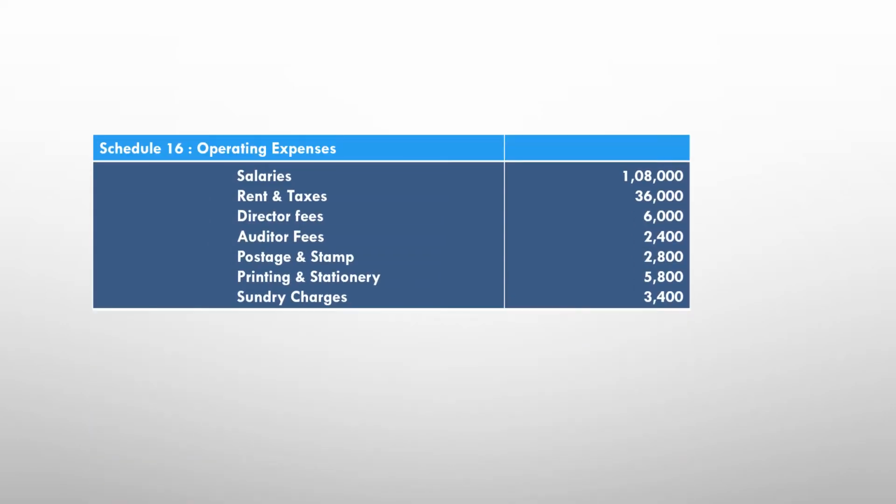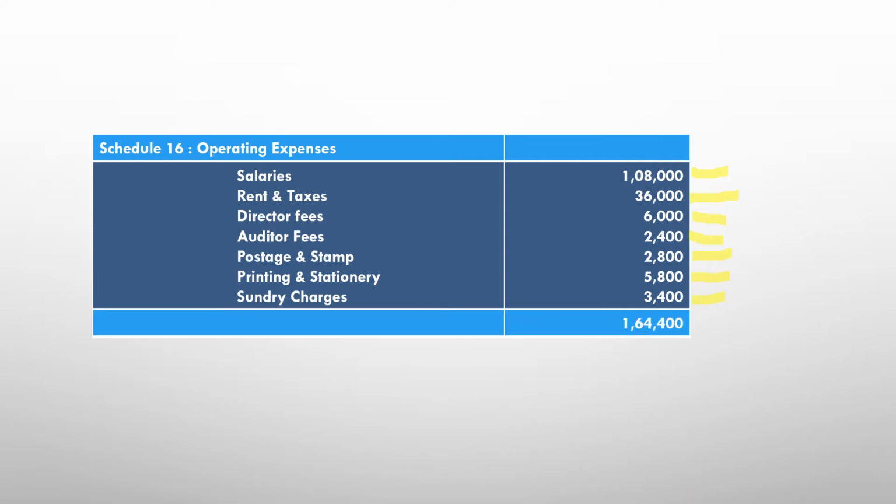Schedule number 16 is operating expenses. All expenditure comes under operating expenses: salaries 1,08,000, rent and taxes 36,000, director fees 6,000, auditor fees 2,400, postage and stamp 2,800, printing and stationery 5,800, sundry charges 3,400, and the total operating expenses 1,64,400. So this is the pre-preparation before preparing the profit and loss account.